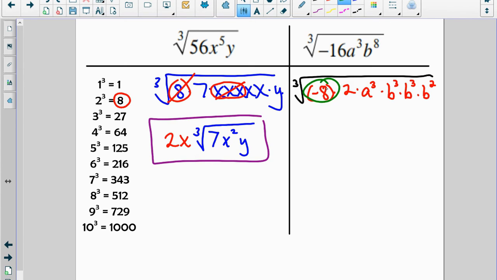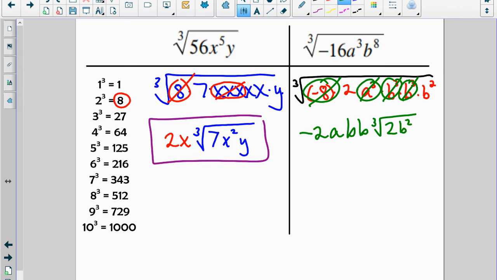I have negative 8's a perfect cube. Since 2 times 2 times 2 is 8, the cube root of negative 8 is negative 2, which simplifies out. I have a cubed in the radical area, so the cube root of that is just a. The cube root of b to the third power is just b. The cube root of b to the third power again is b. And I'm left with 2b squared in my radical. I almost forgot the little exponent or index there.